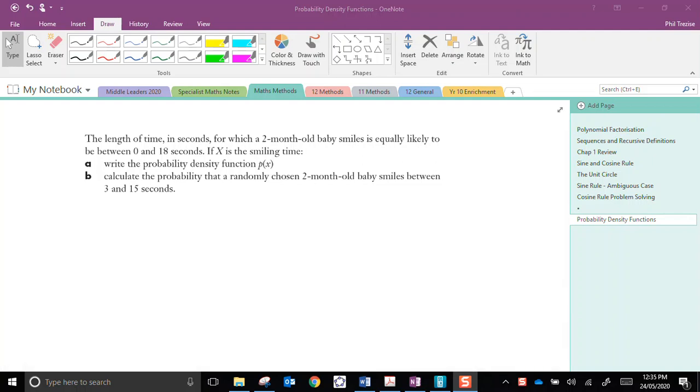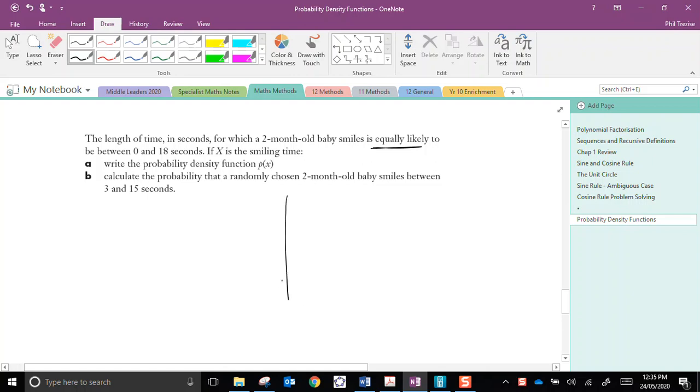Hi everyone, this is the next lesson in our series about continuous probability density functions. Now, this example here: the length of time in seconds for which a 2-month-old baby smiles is equally likely, that's an important phrase, to be between 0 and 18 seconds. And x, our random variable, is the smiling time. Write a probability density function.